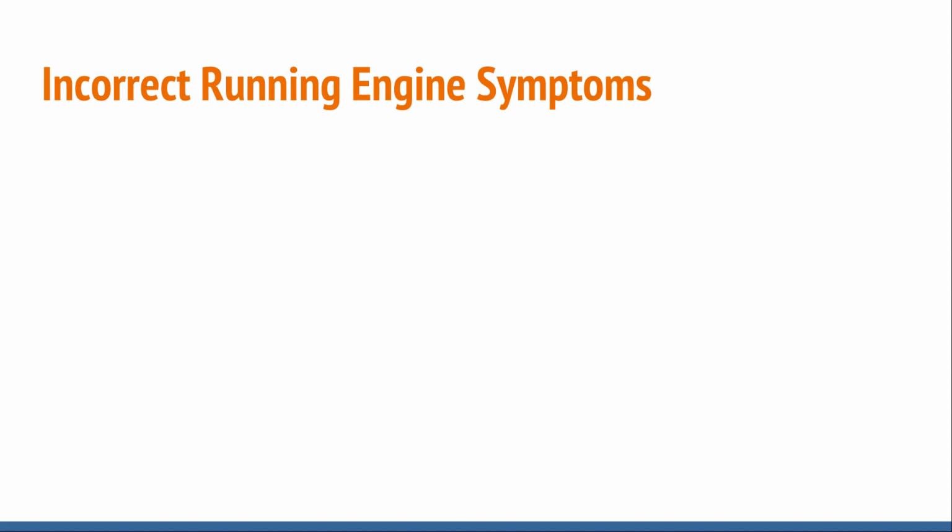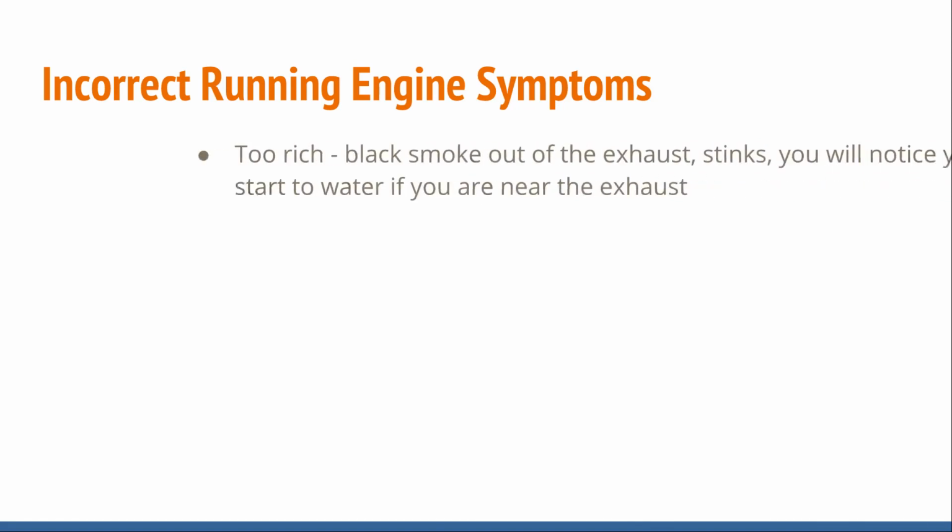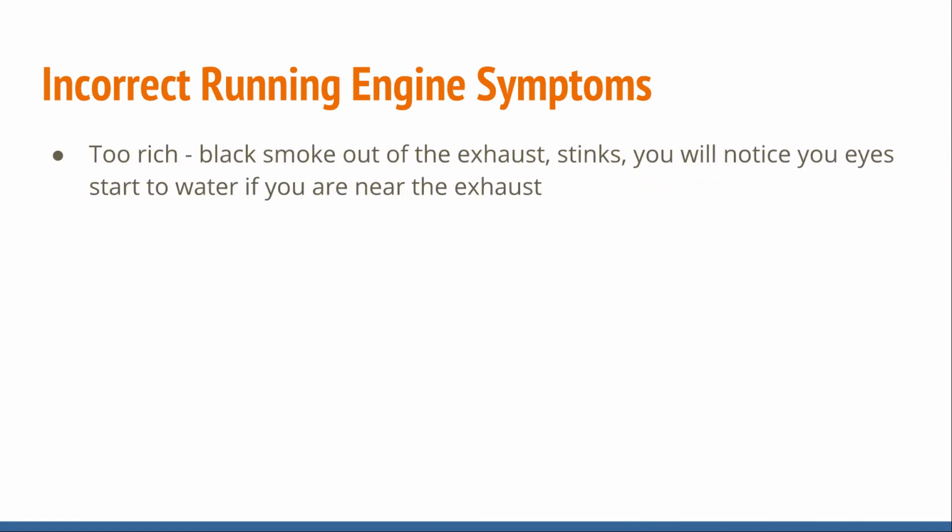So we're going to switch gears here to talk about symptoms of an incorrectly running engine. First, an engine that's running too rich or too lean. For an engine that's running too rich, you're going to notice some black smoke out of the exhaust. It's going to have a real bad odor. It's going to stink. You're going to want to get away from standing behind the exhaust. You're also going to notice that your eyes start to water if you're near the exhaust. It's kind of weird, but all of a sudden you're like, oh, that thing kind of stinks, and your eyes just start to water. That's because you've got a rich condition. So those are all signs of a rich condition.